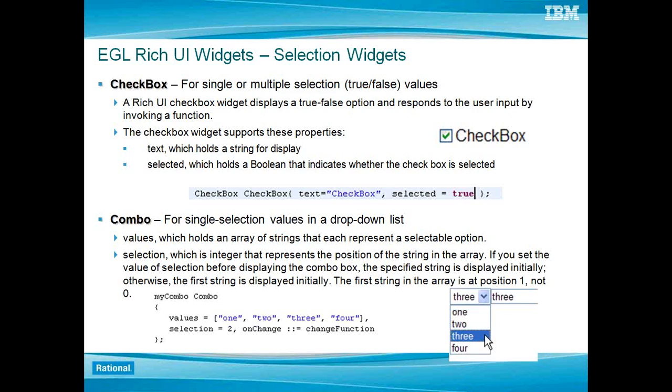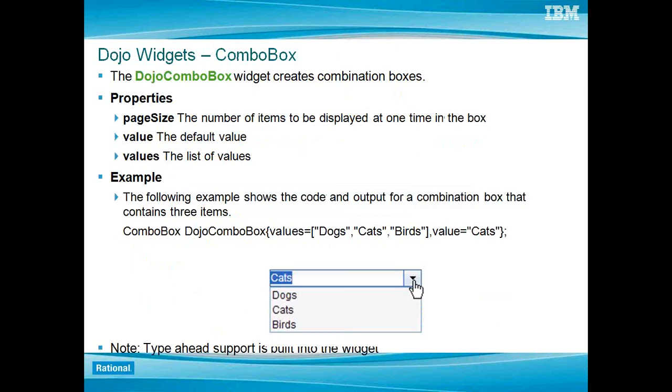Same way we have combo properties. It has different properties like values. In the bracket, we will be specifying the range of values that will be shown inside of this combo widget. Then we have different events like on selection, on change, event handler, and we have selection equal to 2, which means by default this second value will be selected when this combo box is displayed on the page.